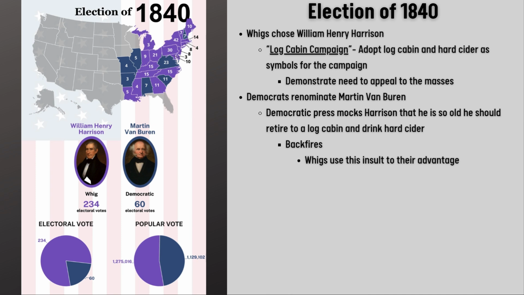During the campaign, the Democratic press attempted to mock Harrison by suggesting that he was so old he should retire to a log cabin and drink hard cider. However, this insult backfired spectacularly. The Whigs turned it into a positive, using it to connect with the masses and showcase Harrison as a man of the people. This election highlights the importance of public perception and how quickly narratives can be turned on their head. What we see here is the use of campaign branding and its power in democratic elections.